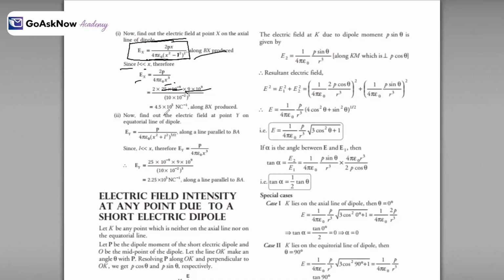Okay. So here you will get what? 4.5 into 10 to the power 5 Newton per coulomb. This is along px produced. Okay, so here the x distance is 10.